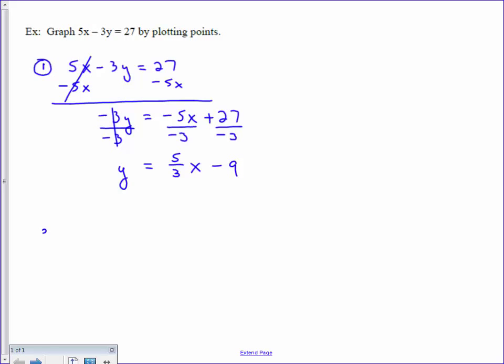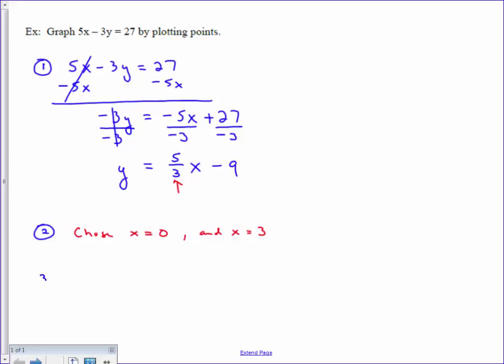As your second step, we need to choose x values that are convenient for our problem, and we're going to create a table of these values. When you have something that's a fraction, it's always good to choose x values that are divisible by the number in the denominator. So in this case, I will choose x is 0, 0 is divisible by 3, and x is 3. 3 is divisible by 3 as well.